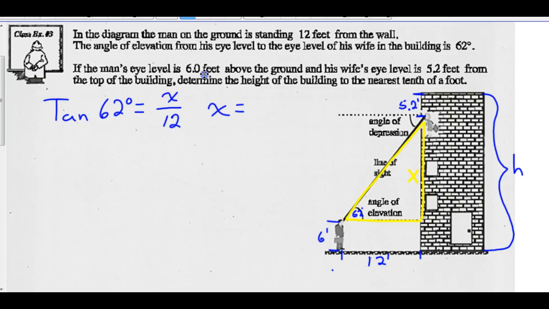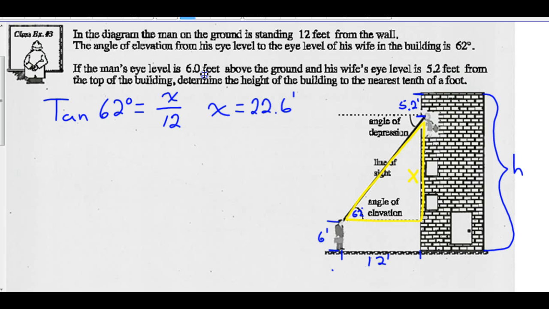So I can solve for x by saying 12 times the tangent of 62. That is a measure of about 22.56. I'll write 22.6, but we're going to keep that whole thing in our calculator, and we're not going to round till the very end of the question.